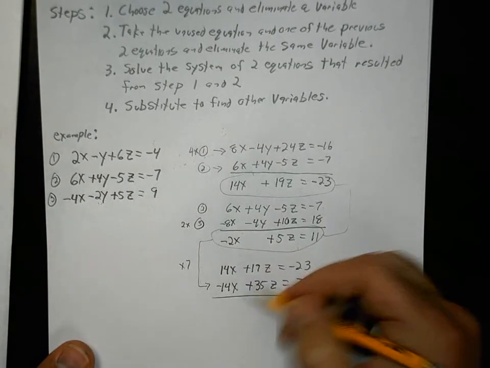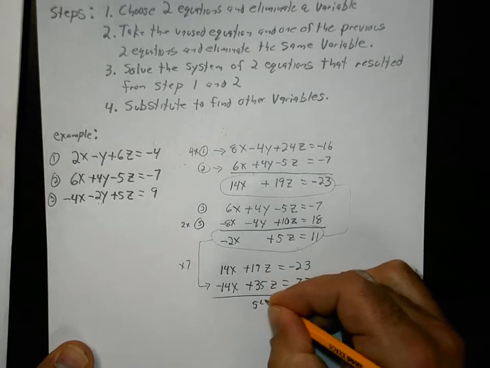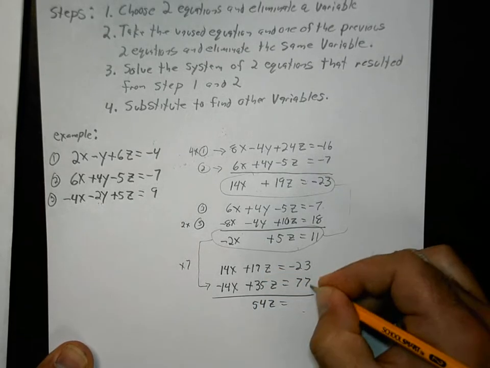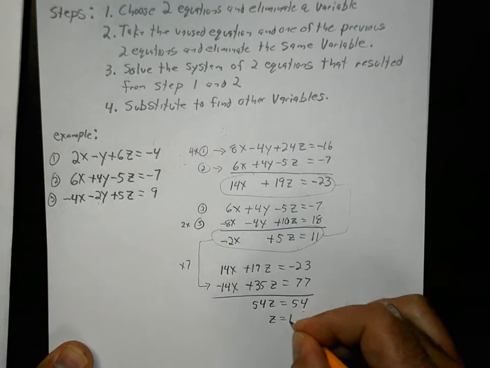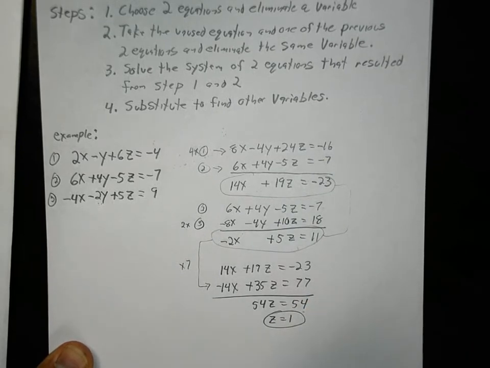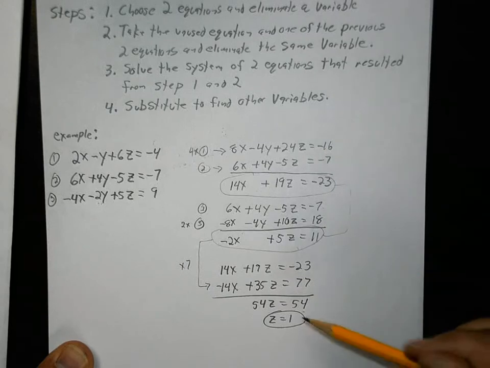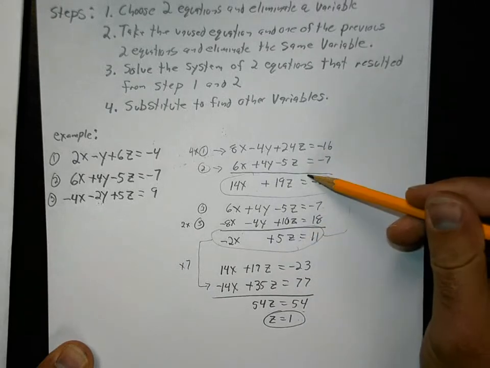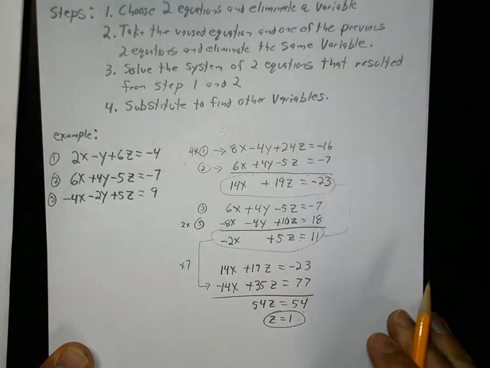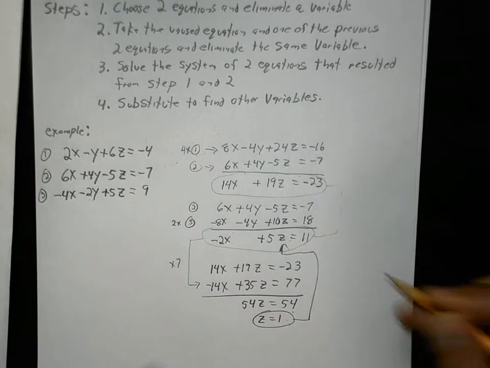Okay, so let's add these up. So 54z equals 54. That's pretty convenient. So z equals 1. Alright, so we've got the z's. Now the final step is to substitute to find the other variables. So we have to substitute backwards. We can substitute this 1 into either one of these two equations to solve for x. Let's substitute this back in right here.